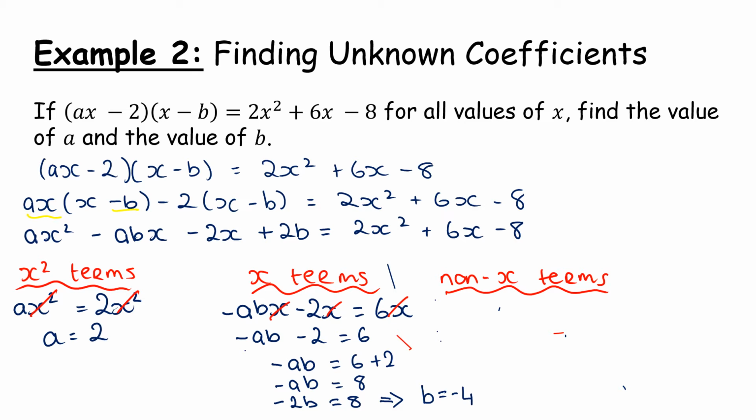I can, at this point, stop. I have got my value of a and I've got my value of b, but let's work out the non-x terms just so you can double check that we're correct. So non-x terms, 2b is equal to minus 8. Dividing both sides by 2, minus 8 divided by 2, b is equal to minus 4, which is exactly what we got with our x terms.